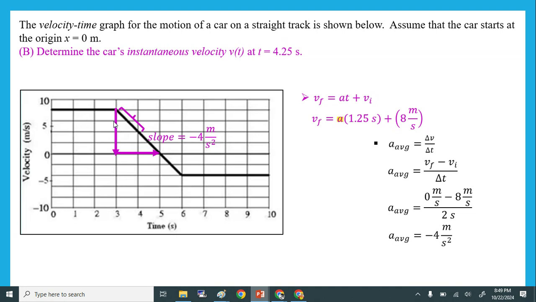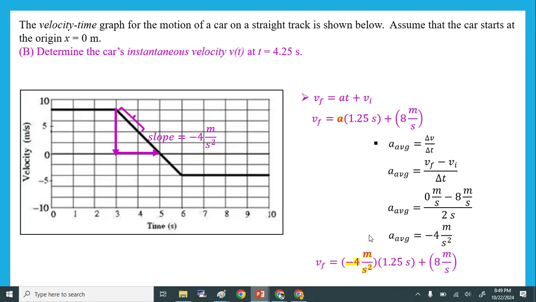Your rise in this case is negative 8 because it's going down. Your run is positive 2, so negative 8 divided by positive 2 is negative 4 meters per second squared, which is consistent with what we just found using the physics function. So the average acceleration is negative 4 because the slope of this line is a value of negative 4 meters per second squared. So there are different ways to look at it if you like.